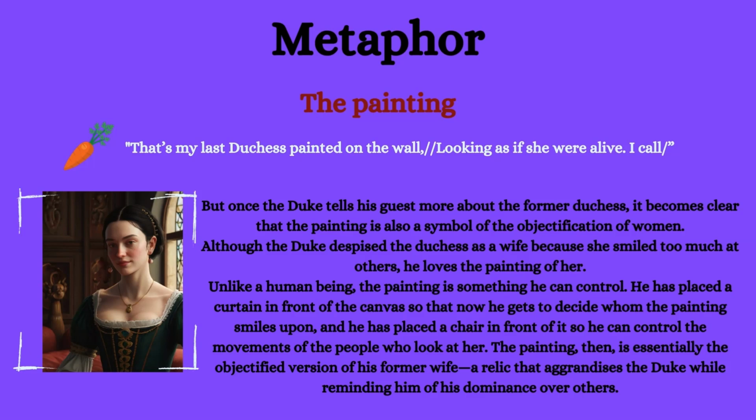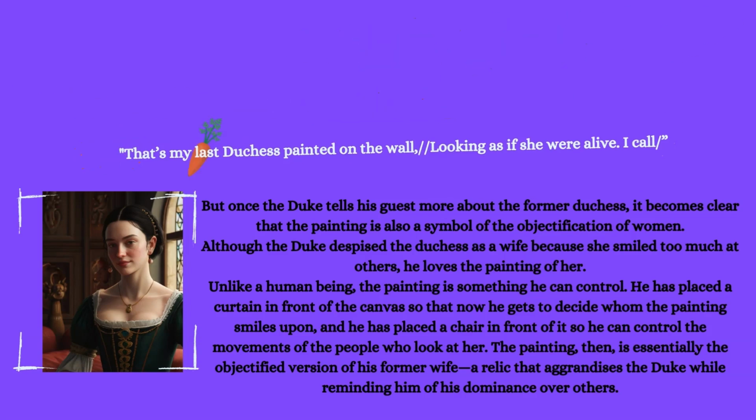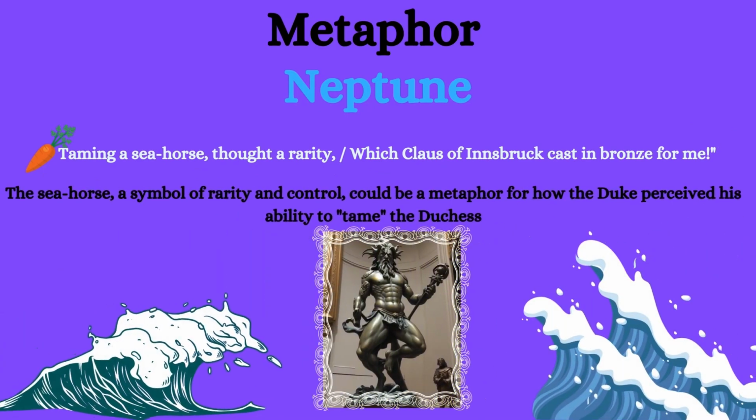He has placed a curtain in front of the canvas so that now he gets to decide whom the painting smiles upon, and he has placed a chair in front of it so he can control the movements of the people who look at her. The painting, then, is essentially the objectified version of his former wife, a relic that aggrandizes the Duke while reminding him of his dominance over others.